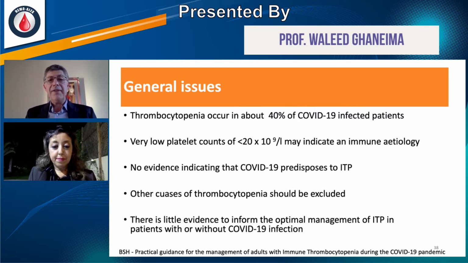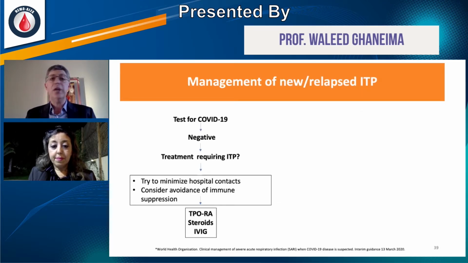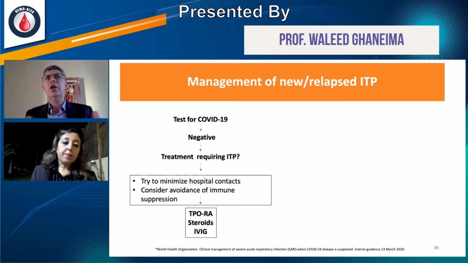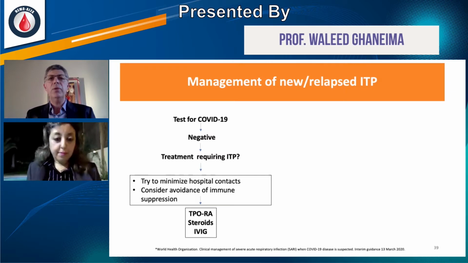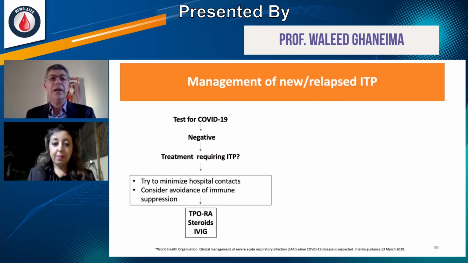There's little evidence to inform the optimal management of ITP, so all of this is based on guidance and recommendations, which I'm going to show you now. They are based on logic, not on evidence. So the first thing to do when we manage a patient with newly diagnosed or relapsed ITP is to test for COVID-19.